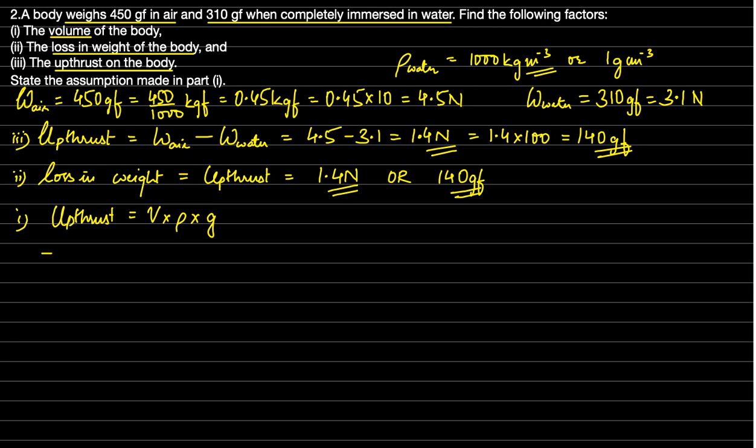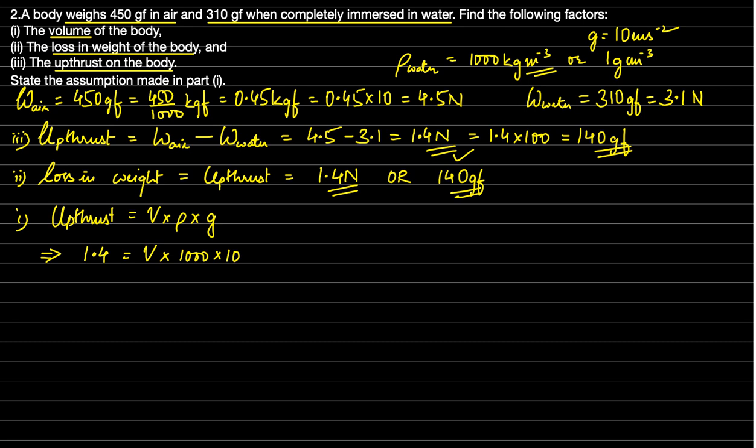So upthrust here happens to be 1.4 Newton, as you can see up, we have got it here. Here we have got the upthrust as 1.4 newtons. So 1.4 is equal to V into density. I will take it as 1000 since we are doing it in SI unit, into acceleration due to gravity. I will be taking it as 10. We will consider g is equal to 10 meter per second square.